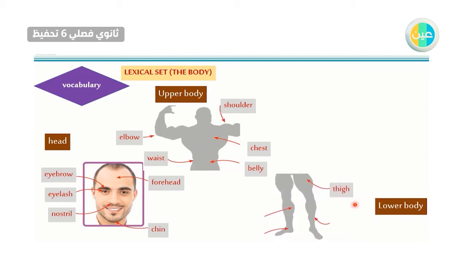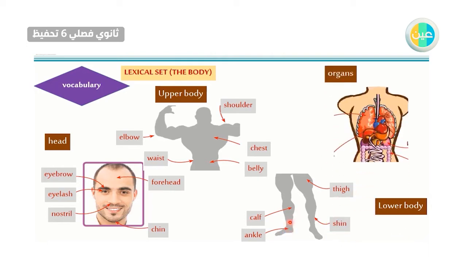Okay, lower body. This is what? This is thigh. Thigh, this is the top part of the leg. Okay, and this is calf, back of the leg. Shin is the front part of the leg. And ankle is where the foot joins the leg.